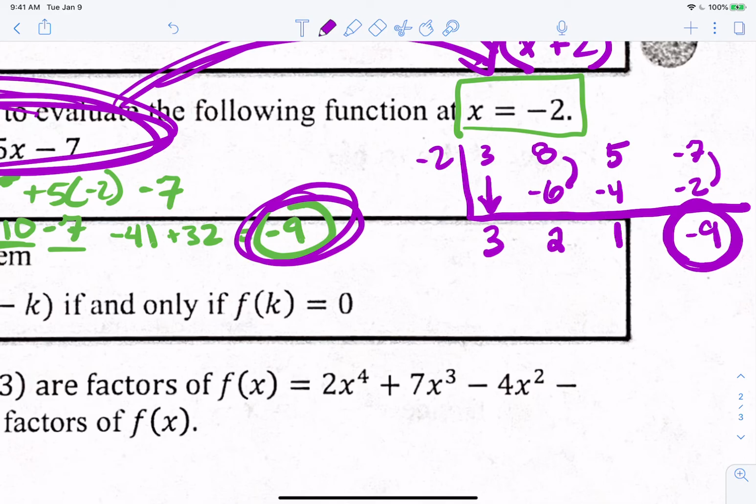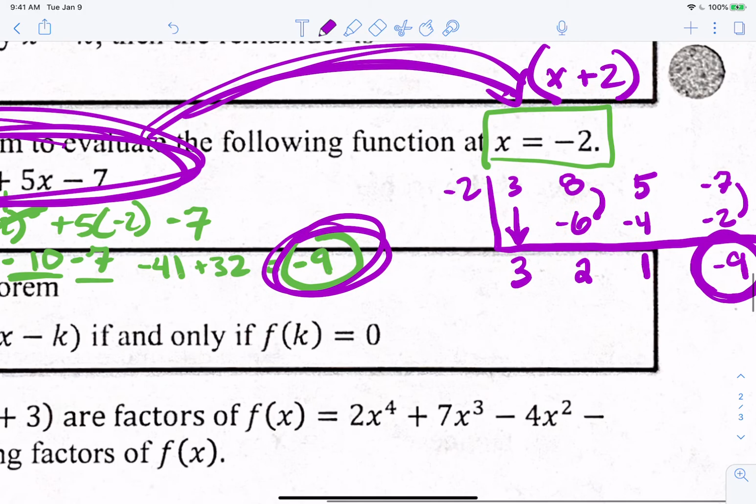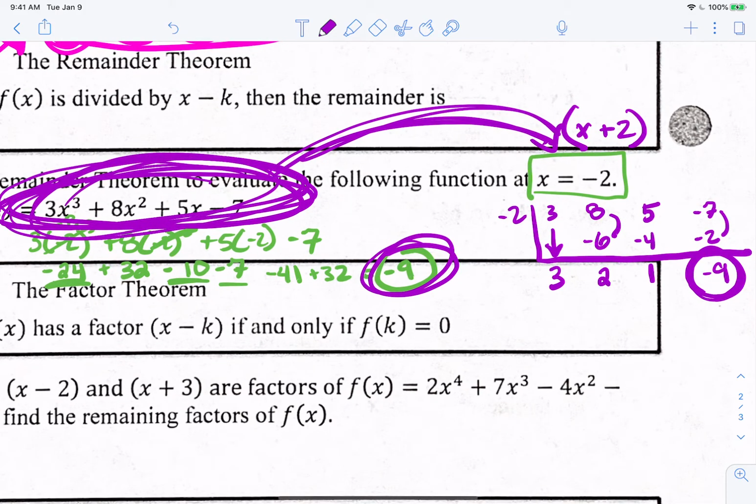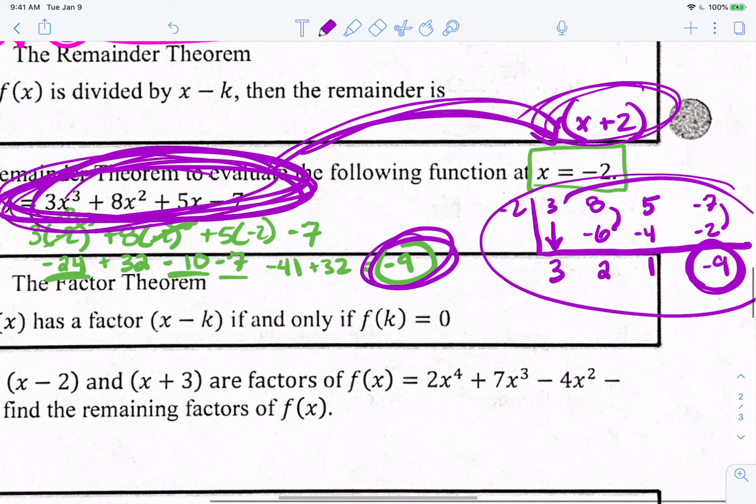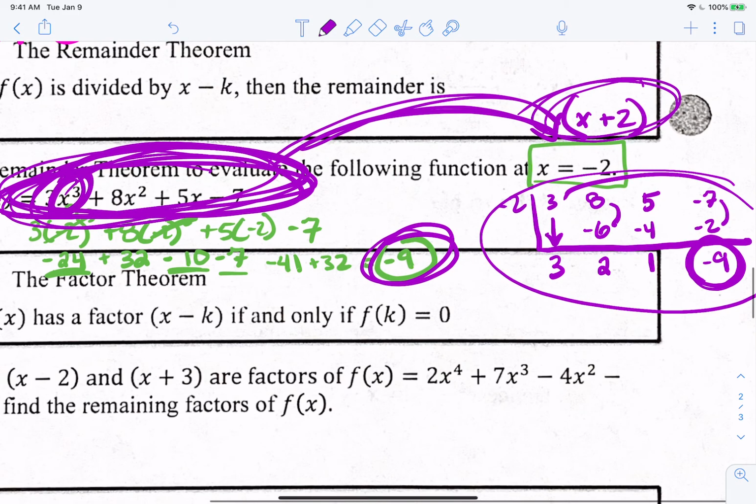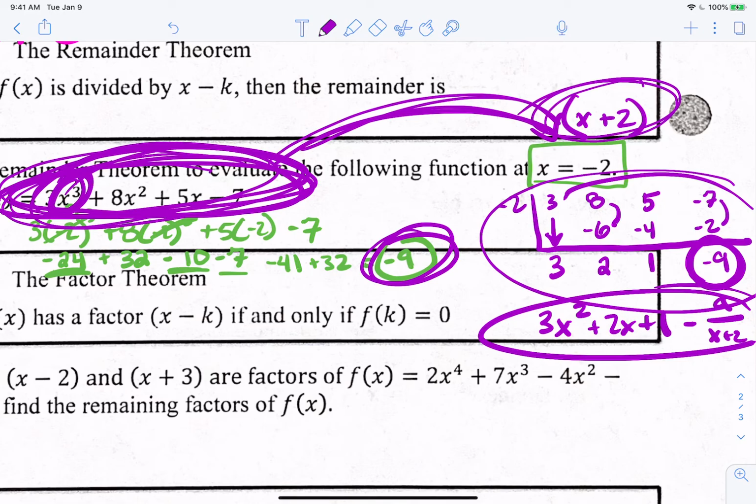If I asked you on a test to use synthetic division to divide this by x plus 2, this is what it looks like. You drop one power, so x to the third power becomes x squared: 3x squared plus 2x plus 1 minus 9 over x plus 2. -9 was your remainder. To check your answer, plug -2 into the original function and you should get -9. Whatever you get when you divide, plugging that number in should be the same as the remainder. That's a way of checking your answer.